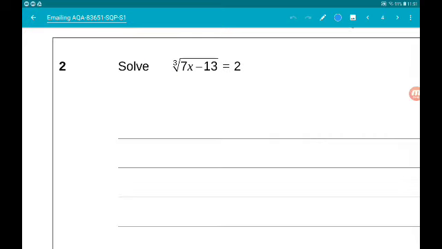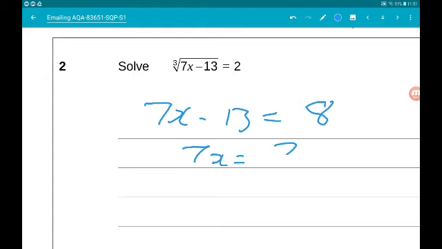Okay, question 2, answers to solve. The cube root of 7x minus 13 is equal to 2. So first of all, we need to undo the cube root, so we're going to cube both sides. So we get 7x minus 13 is equal to 2 cubed, which is 8. Add 13. 7x is equal to 21. Divide by 7. x is 3.